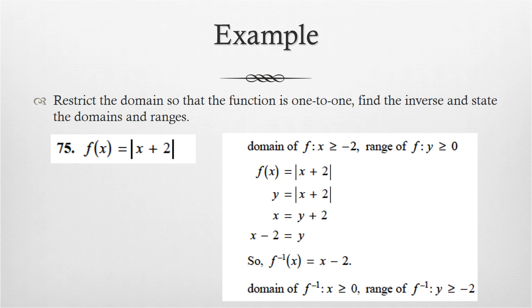The domain of our function, we restricted it to x is greater than or equal to negative 2, meaning the range would be y is greater than or equal to 0. When you do the inverse, the domain and range actually flip-flop. So now our domain is going to be x is greater than or equal to 0, and the range is y is greater than or equal to negative 2.